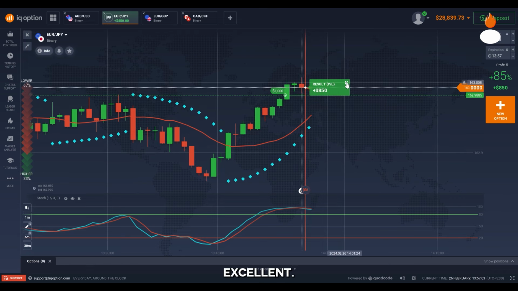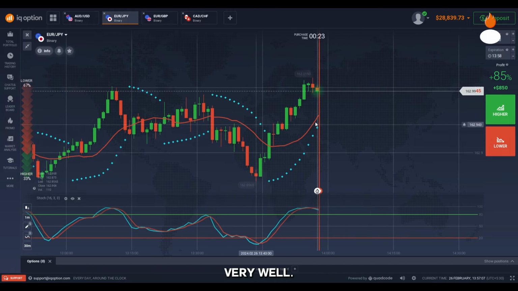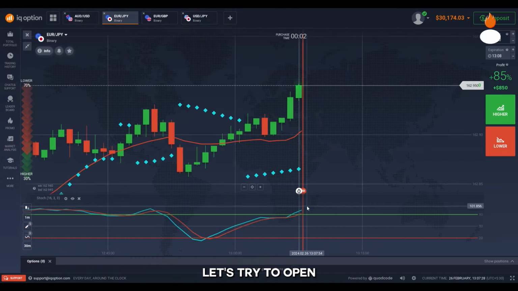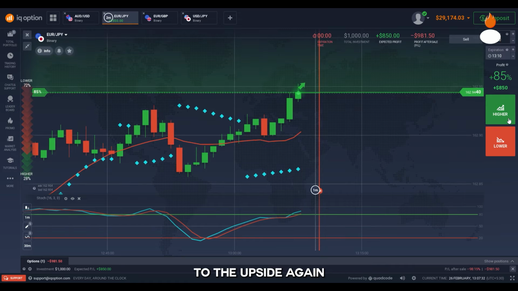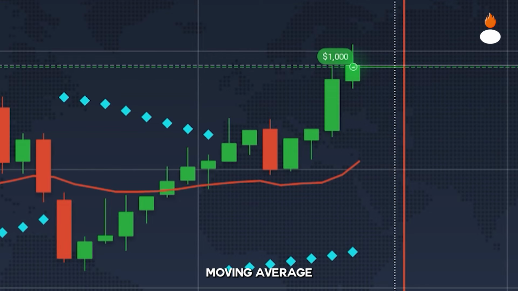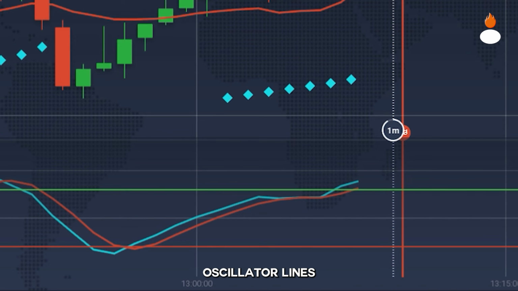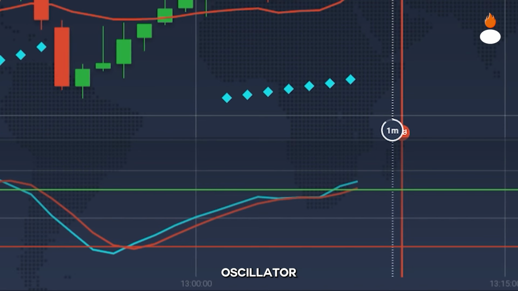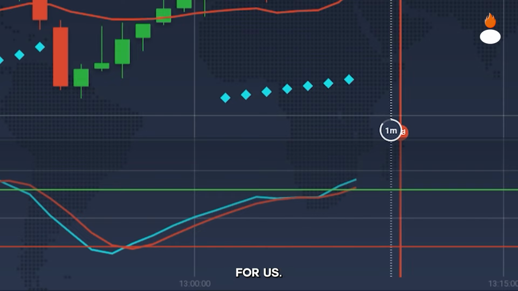Wow, excellent. We won again. As you can see, this strategy is working very well. Let's try to open one last trade for today. Here, I am opening a trade to the upside again because, as you can clearly see, the market crossed the moving average and went above the moving average red line. Also, the stochastic oscillator lines are above, and the blue line is moving above the red line. So that's a bullish signal for us.